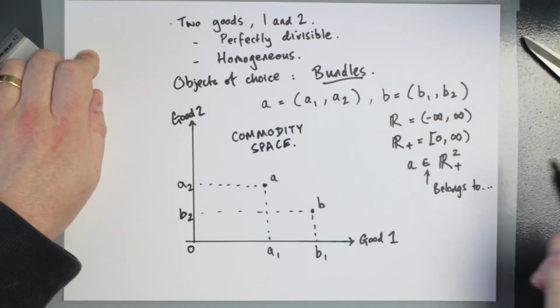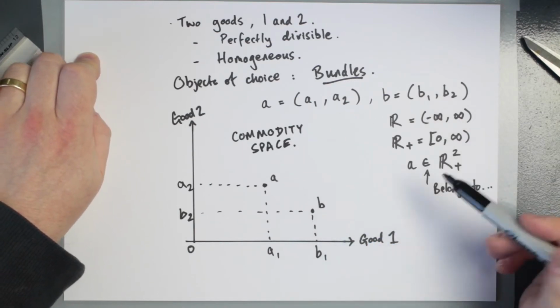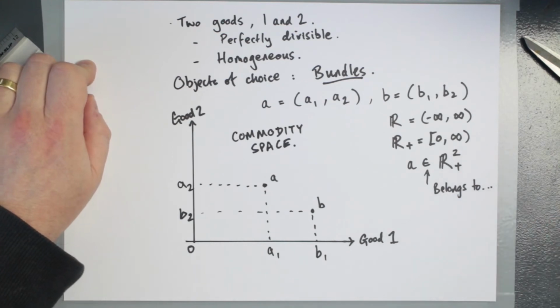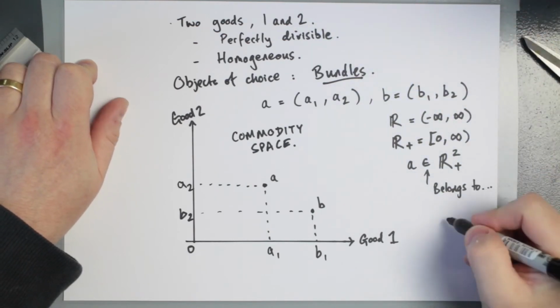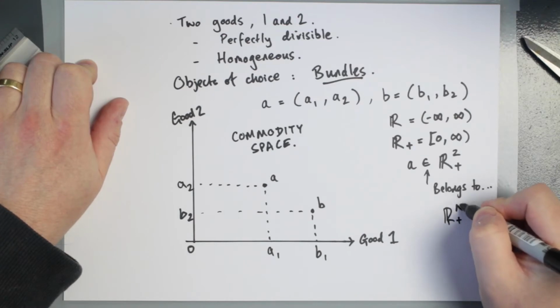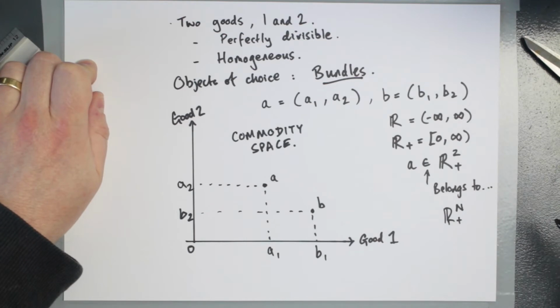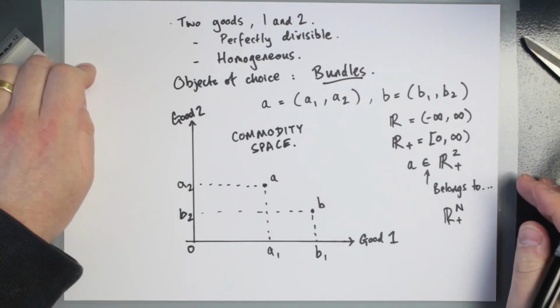Now, we've just used 2 goods to keep things nice and simple for our first pass at this theory. Obviously, as you study economics further, next year you'll be studying this with any number of goods, and you'll be looking at, for instance, n-dimensional space as your commodity space. But for now we'll keep it in 2 dimensions so we can draw lots of nice diagrams.